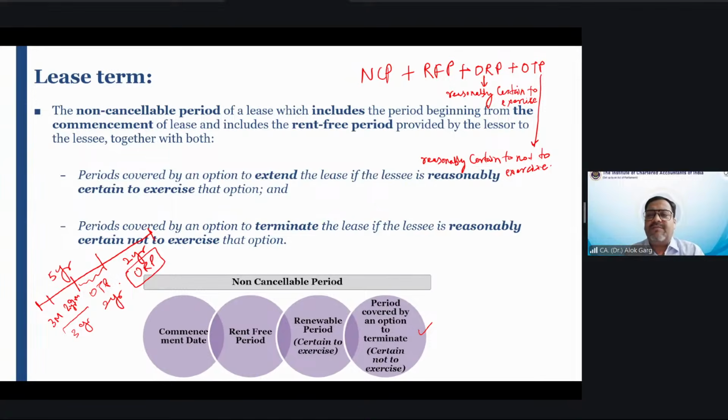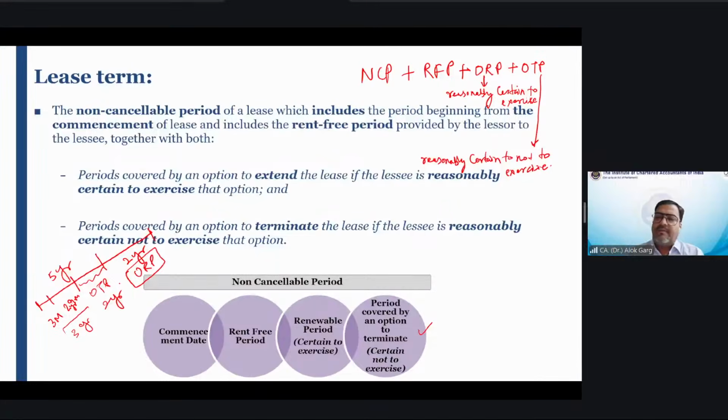So Monica is very clear that in the next 3 years she will be able to clear the CA exam, and Monica comes from a very small town. She knows that there are no opportunities in her hometown. So she is very clear that she will clear the CA from Delhi and continue doing a job here in Delhi. Monica knows that her rent is reasonable and she is in a safe place, so she will continue to live here. So she is reasonably certain that she is not going to exercise the option of termination.